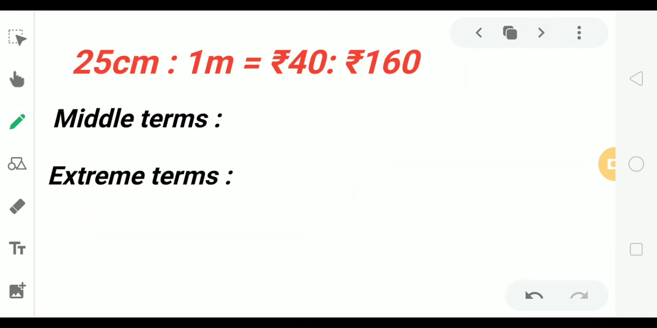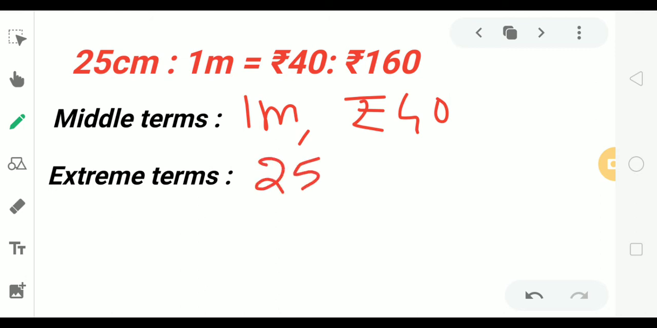Next we have to write the middle terms and extreme terms. Here the middle terms are the second and third terms. In a proportion, the second and third terms are called the middle terms, and the first and the last terms are called the extreme terms. So let us write the middle terms. Middle terms are 1 meter and 40 rupees, and the extreme terms are 25 centimeter and 160 rupees.